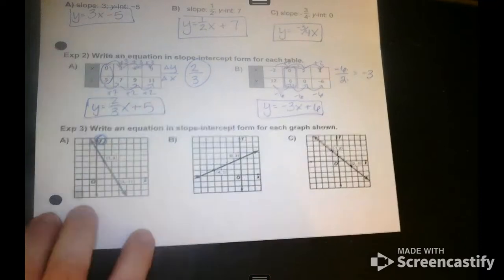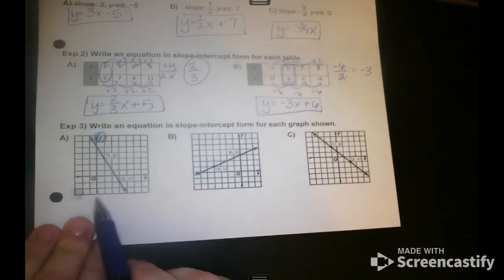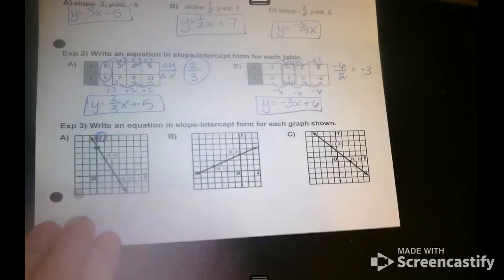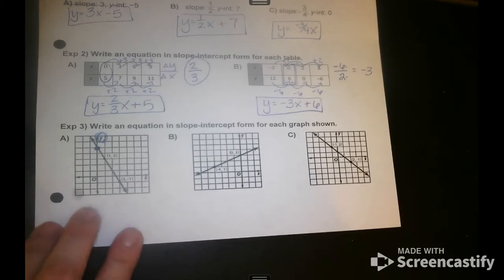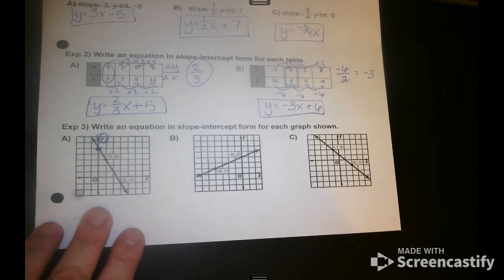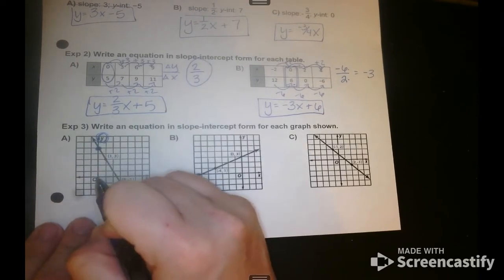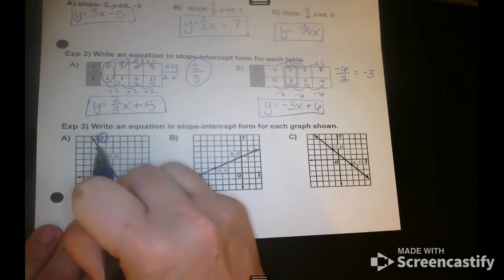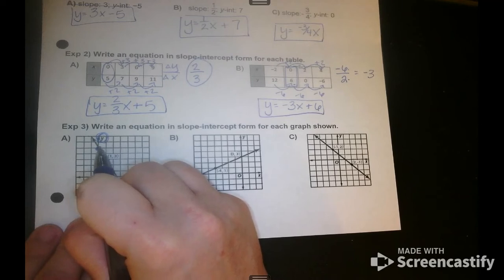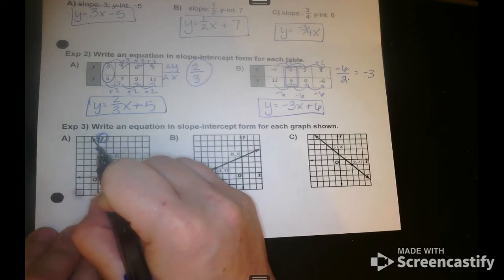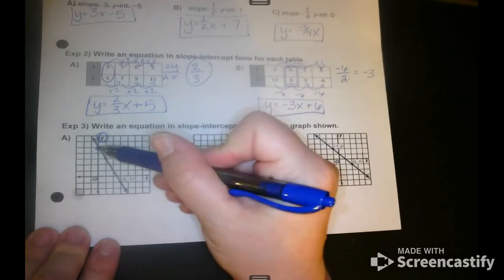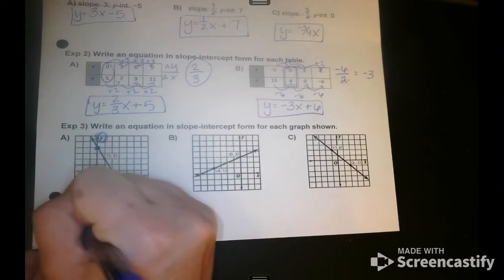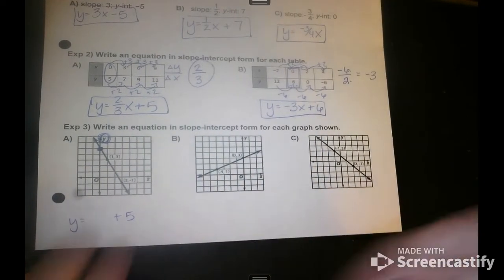So right here, this is my y-axis, right? Where does this line intercept it? What point is this right here? You would start at the origin and count 1, 2, 3, 4, 5. So the y-axis is intercepting this line at the 5. So it's plus 5. I know y equals something plus 5.